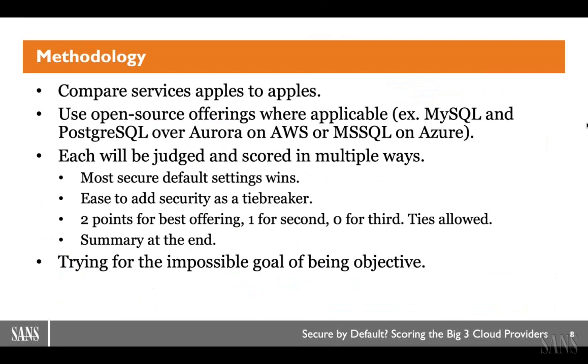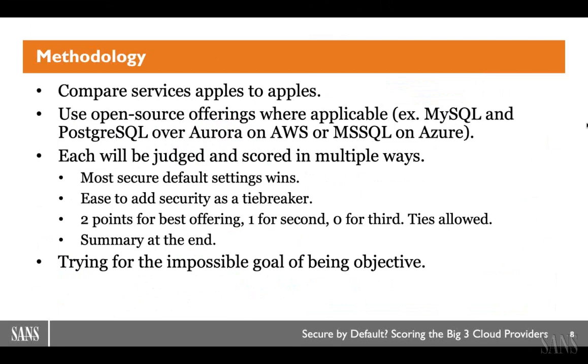For each category, I will award 2 points for the best offering, 1 point for the second, and 0 for the third. Ties are allowed, meaning that if one service is uniquely bad in some way, I could give it 0 points and the other two offerings 2 points. At the end, we will tally up the scores. I'm going to try to make my arguments objective, but I know that pure objectivity is impossible.